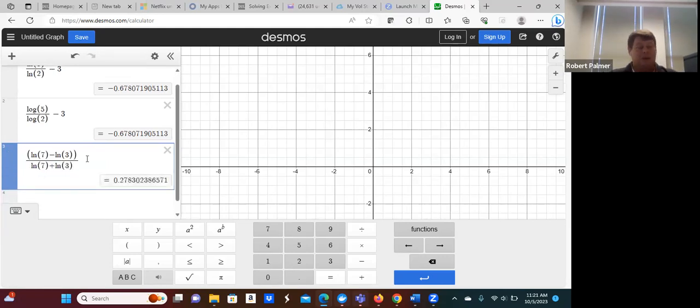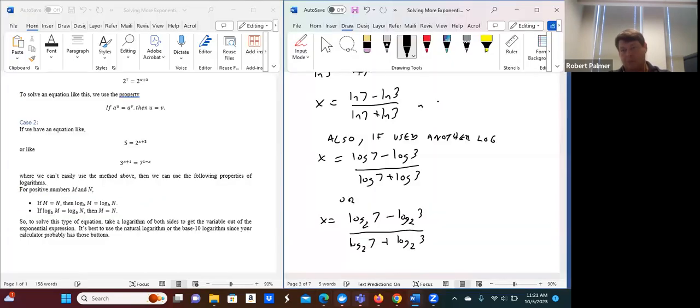Okay. And so our result, once again, I'll use 3 decimal places. That's convenient. So 0.278. That's approximately 0.278. And once again, if you check and replace the ln with log, you'll get the same thing. Now, as I said, the natural log of 7 is not the same thing as the log base 10 of 7 or log base 2 of 7, but these fractions are equivalent.